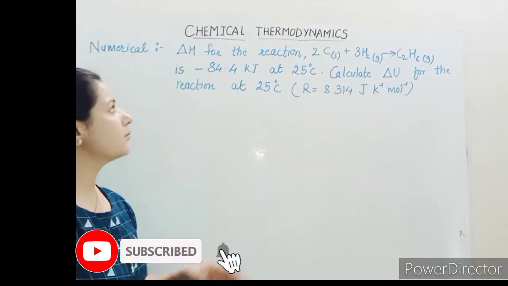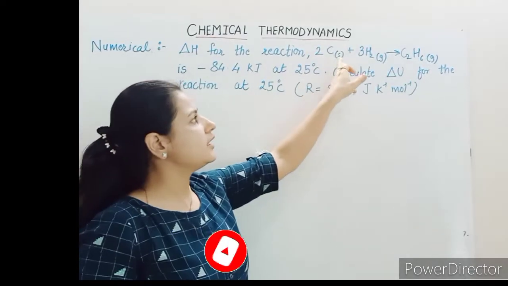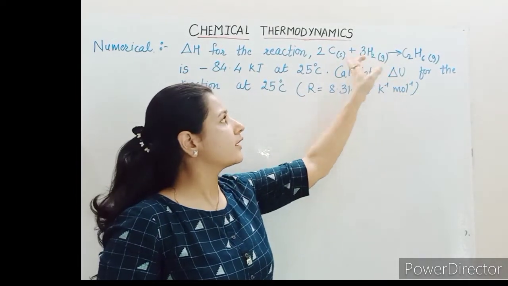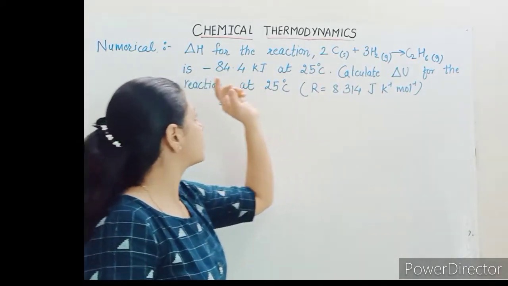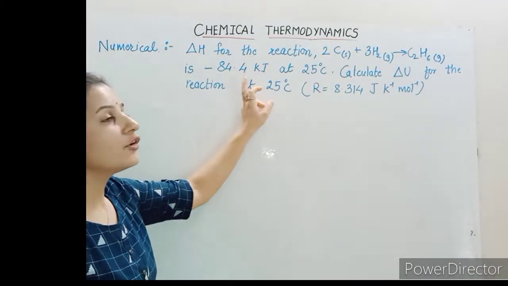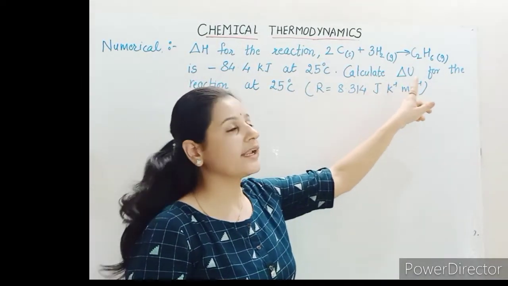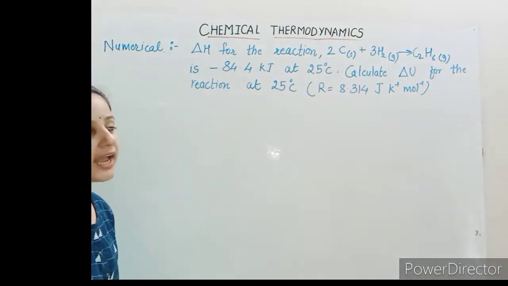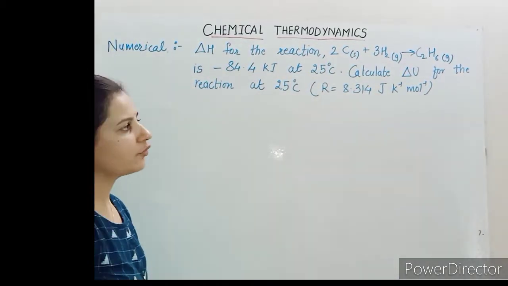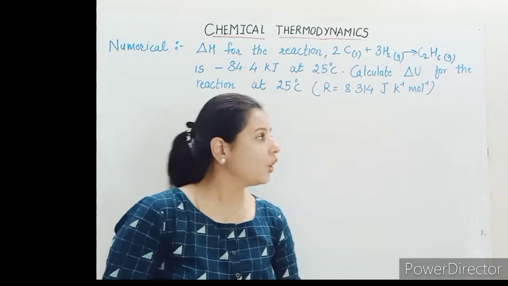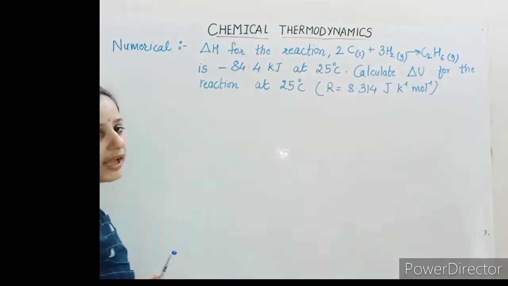Okay, so let's see this numerical. Delta H for the reaction 2C plus 3H2 in the gaseous state gives C2H6, meaning ethane in the gaseous state, is minus 84.4 kilojoules at 25 degrees Celsius. Calculate delta U for the reaction at 25 degrees Celsius, and R is 8.314 joule per Kelvin per mole. So this is your reaction given, and also the value of delta H is given.